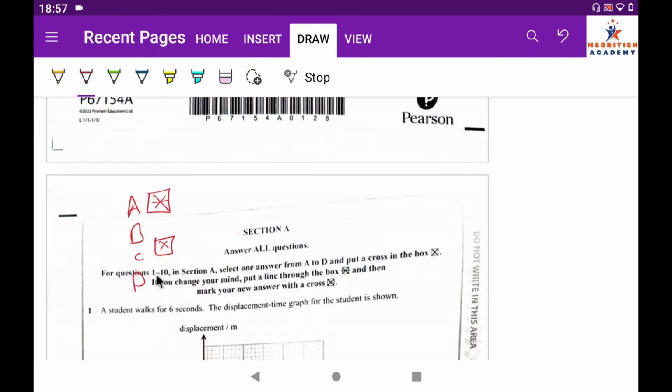For questions 1 to 10 in Section A, select one answer from A to D and put a cross in the box. If you change your mind, put a line through the box and then mark your new answer with a cross. For example, let us see A, B, C and D. First you think A is the correct answer and you mark it like this, and later on you decide to change your answer from A to C. So mark the A option like this, and put a new cross in the box for the new answer.